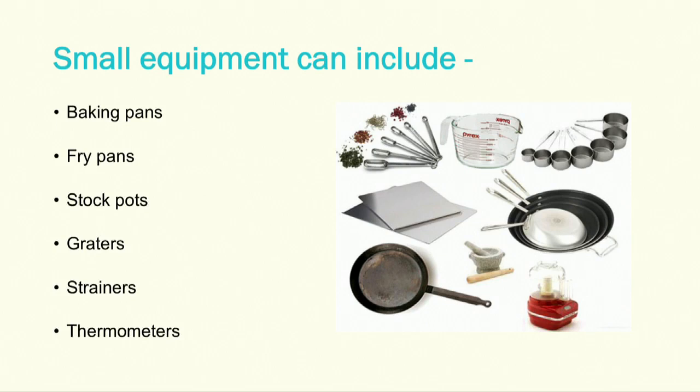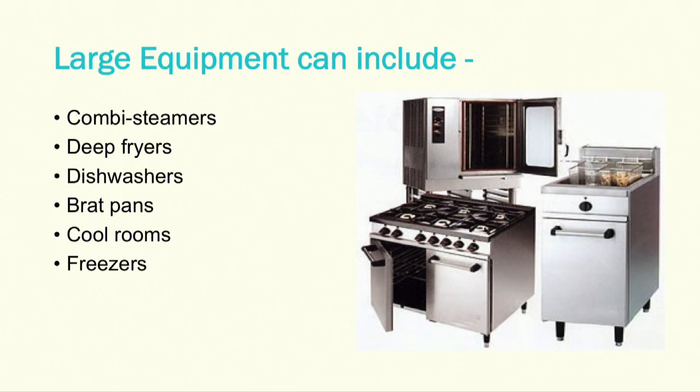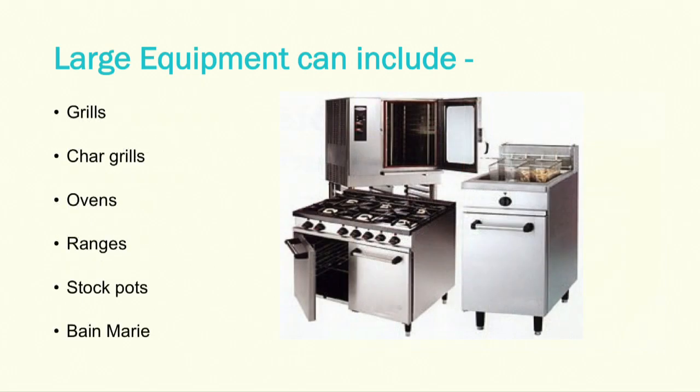Large equipment. Sorry, we seem to have missed mechanical equipment here. All right, so large equipment includes things like combi steamers, deep fryers, dishwashers, brat pans, cool rooms, freezers, things that are fixed that you can't move around. Even char grills, ovens, ranges, so we're talking about stovetops, stock pots, sometimes a bain marie, depending on the size.